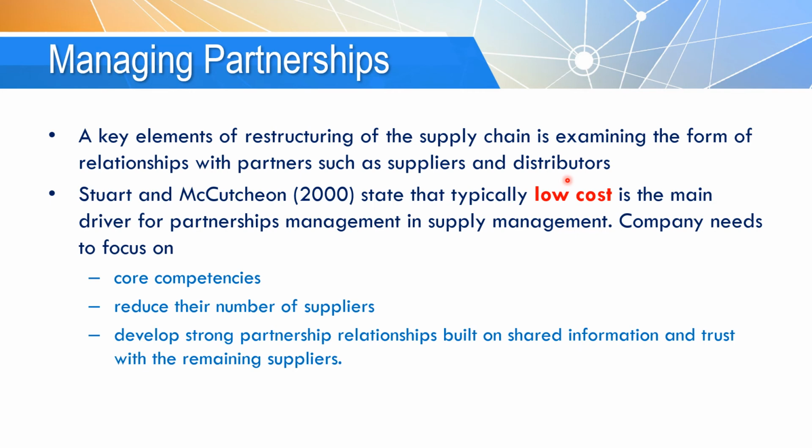So what type of relationship that we have, how we communicate with them, with our partners. So we need to focus more on the competency, and then focus on how to reduce the number of suppliers. So instead of kita have a number of suppliers, try to find a trust suppliers, and then try to build a strong partnership relationship. Okay, macam mana nak build a strong partnership relationship? We share the information. We make sure they have information regarding our stock and so on.